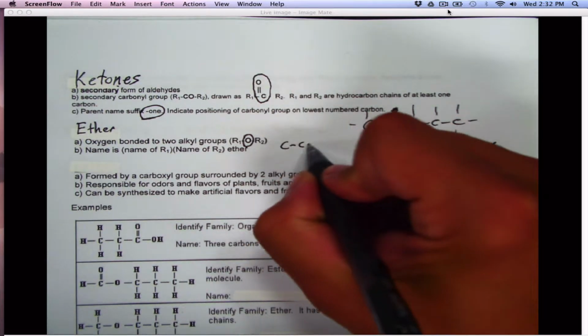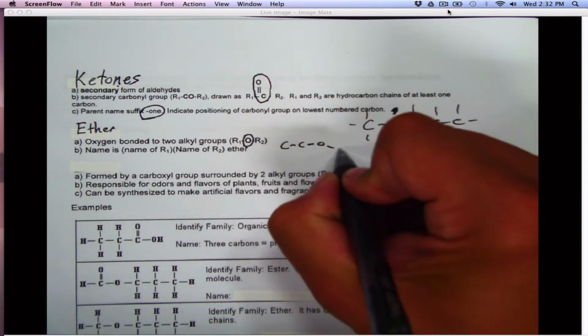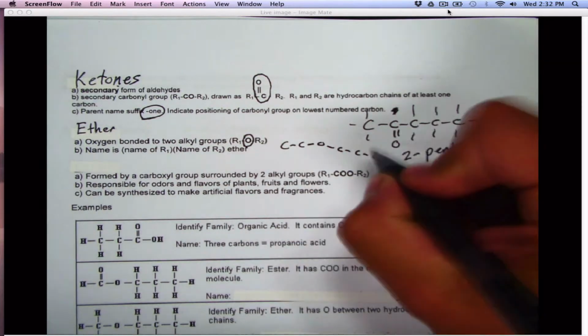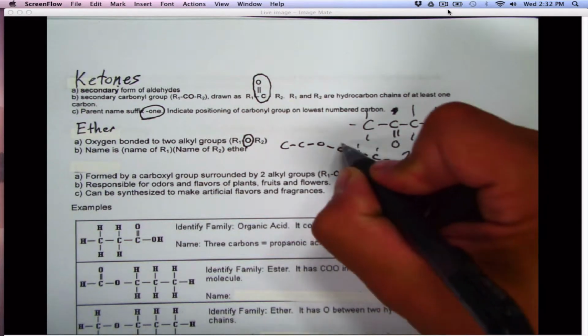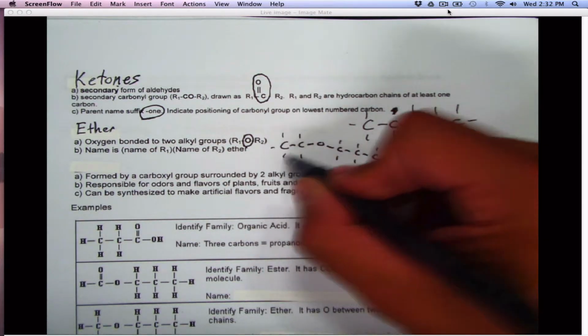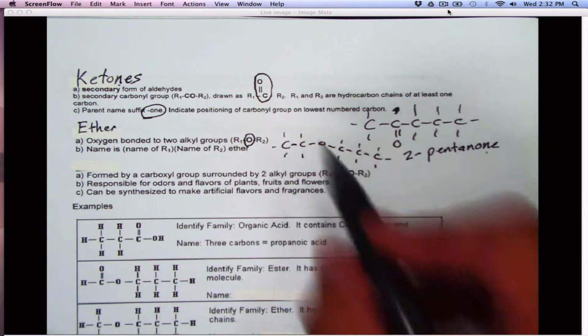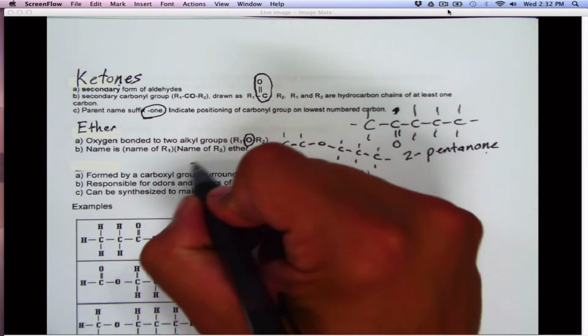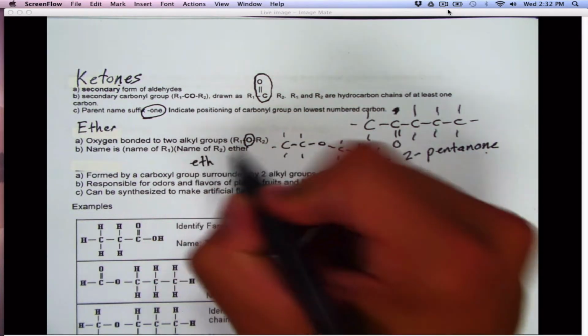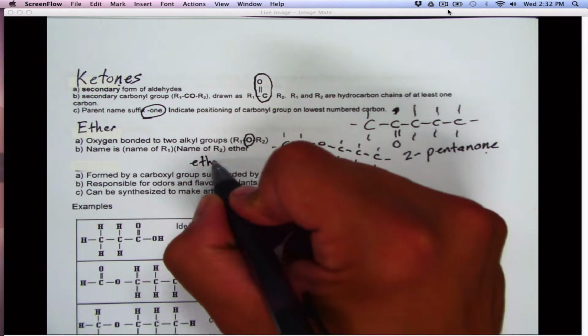You could run into something like this, oxygen here, and then go 1, 2, 3. Remember, there's hydrogens attached. I didn't draw them. So name this first side. You normally go with the shorter side or alphabetical. So this one's going to be eth, because there's 2 carbons. So it's an ethyl.